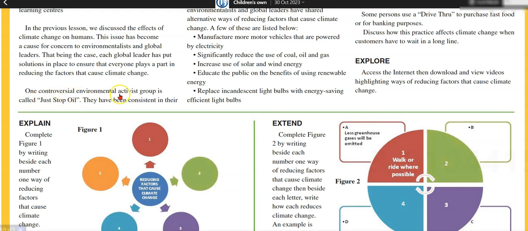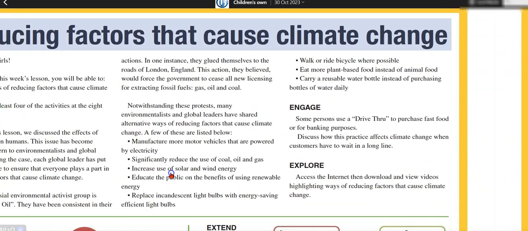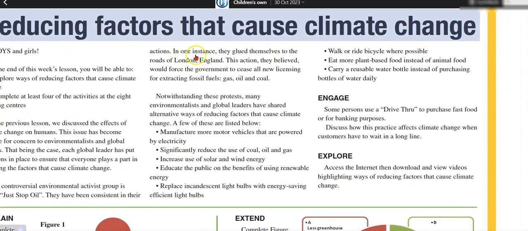One controversial environmental activist group is called Just Stop Oil. They have been consistent in their actions. In one instance, they glued themselves to the roads of London, England. This action, they believed, would force the government to cease all new licensing for extracting fossil fuels such as gas, oil, and coal.